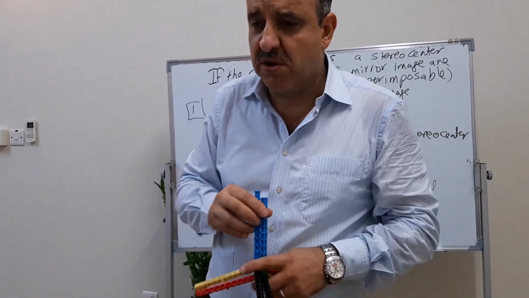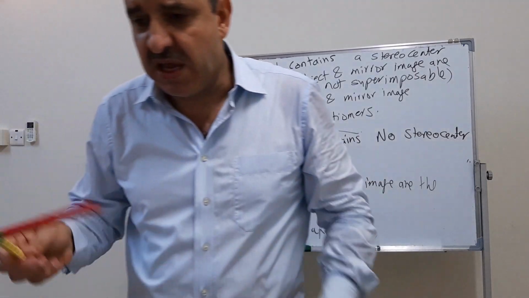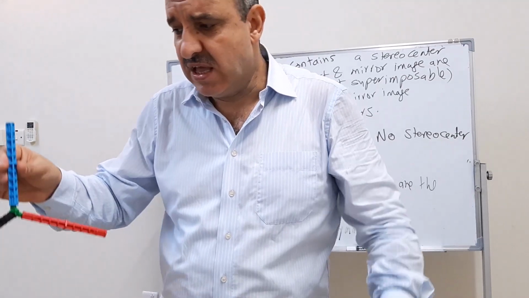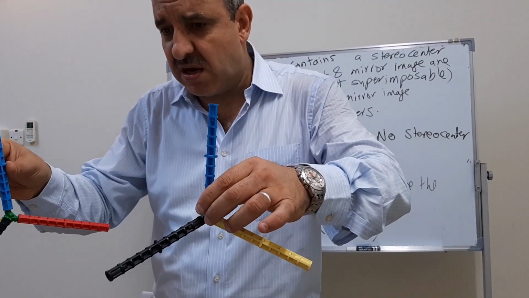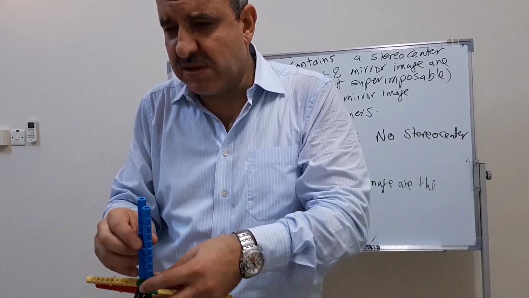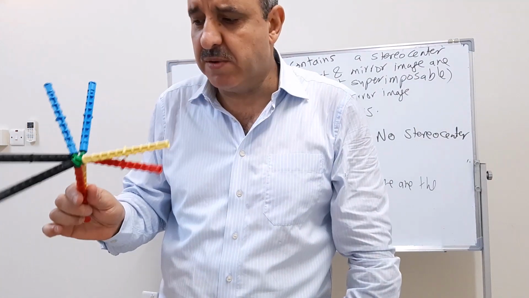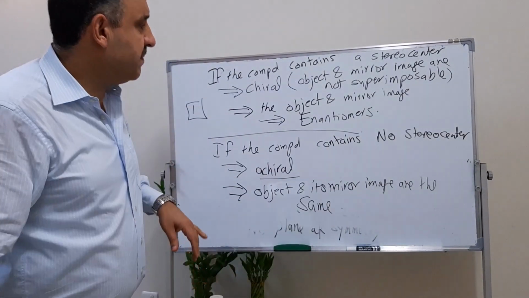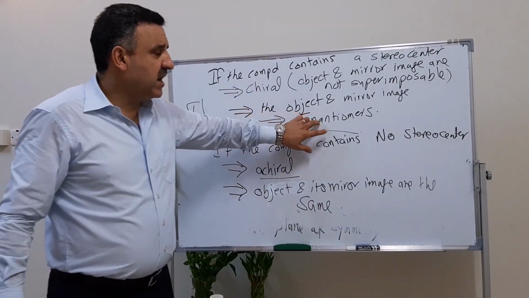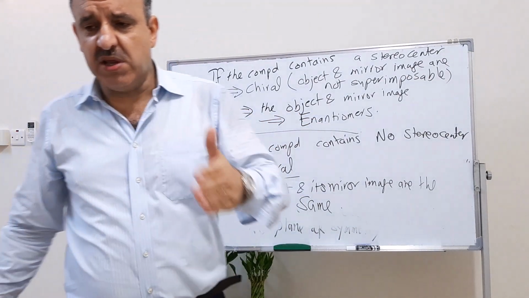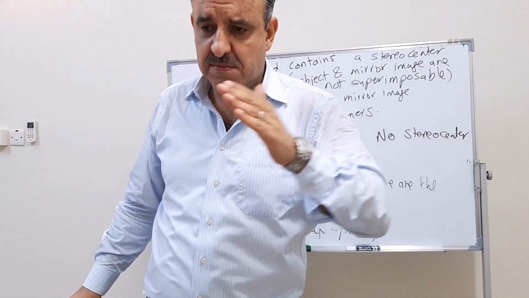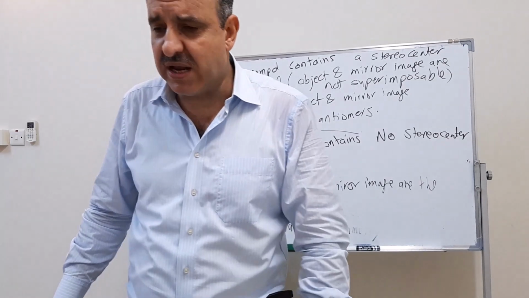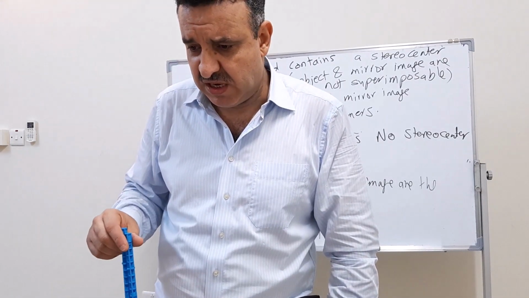And this compound, we call it a chiral compound in this case. So any compound that contains a stereocenter, we call it chiral. And the meaning of that is the object and its mirror image are not superimposable onto each other. And therefore, these two objects, we call them enantiomers. Do you follow me? So, what's the meaning of enantiomers again? Enantiomers are a molecule and its mirror image, which are simply non-superimposable onto each other.